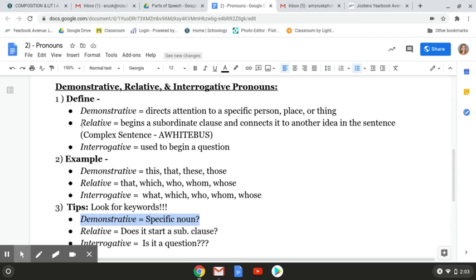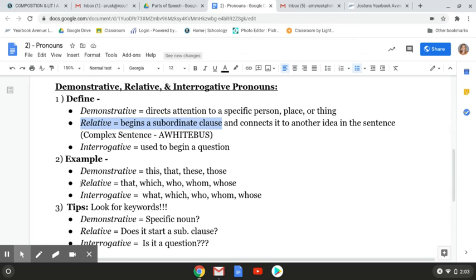Then we have a relative. A relative pronoun creates a complex sentence. A relative pronoun begins a subordinate clause and connects it to another idea in the sentence, which creates that complex sentence. Your complex sentence typically starts with your subordinate conjunctions. You might be familiar with those.